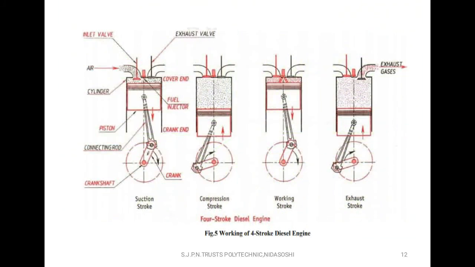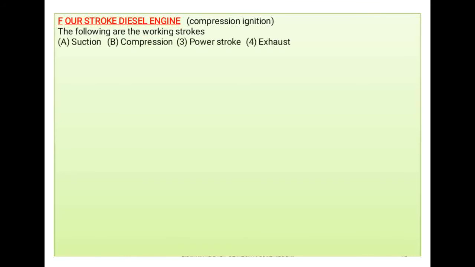Again, if you look at the 4 stroke diesel engine, the only difference is that a fuel injector ignites the fuel, and instead of a petrol air-fuel mixture, only fresh air enters. The fuel injector sprays the diesel on that hot air, and burning of the gases takes place. Everything else is the same, so we will see it step by step. The 4 strokes are suction, compression, power stroke, and exhaust stroke.